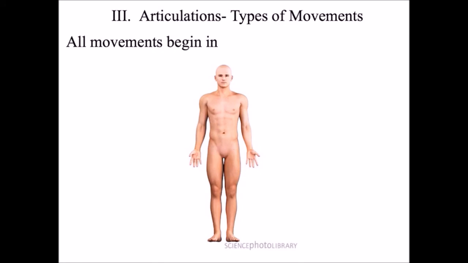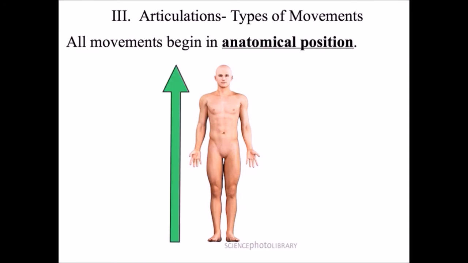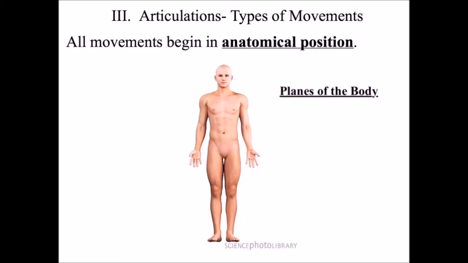The next topic for discussion in the skeletal system are the types of movements. All movements begin in anatomical position. Remember, anatomical position is standing erect with your eyes facing forward, your toes forward, and your palms facing forward. When describing movements, we talk about what planes these movements are parallel to. And there are three planes in the human body. So recall, one plane is called the sagittal plane, another plane is called the frontal plane, and the third plane is called the transverse plane.